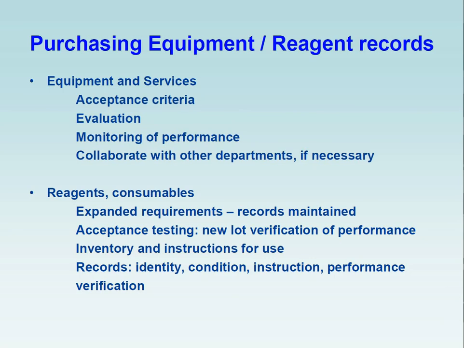Reagents and consumables. So this is quite considerably expanded. You need to have records of all of your reagents, when they come in, how you store them. So you need all of your records to the storage for those reagents. Acceptance testing. So how do you know that that CD19 will pick up B cells? You need to verify that it does, particularly if you're using outside of the manufacturer's instructions. Records, identity, condition, instruction, performance verification. You need to keep documentary evidence of all of that and have it readily available.